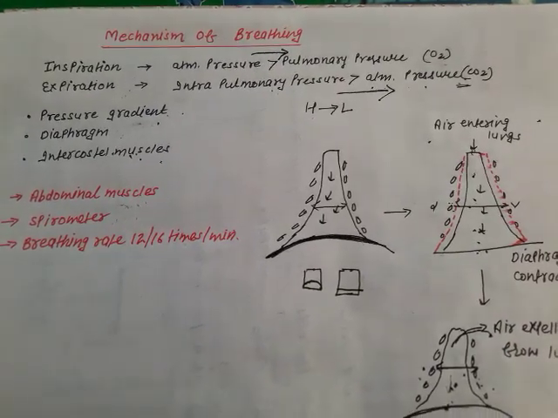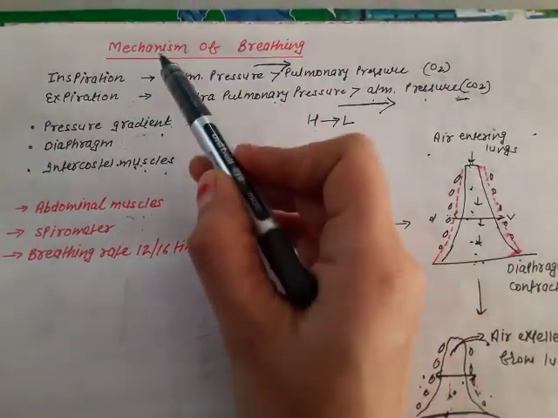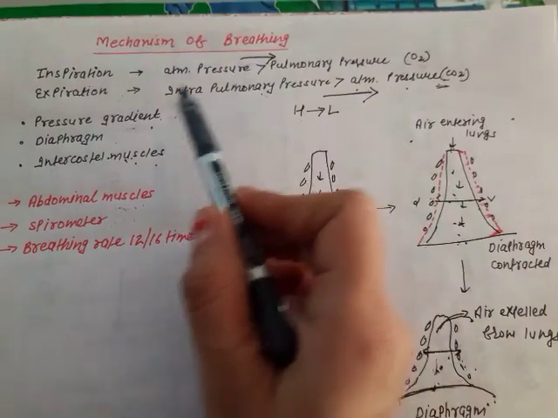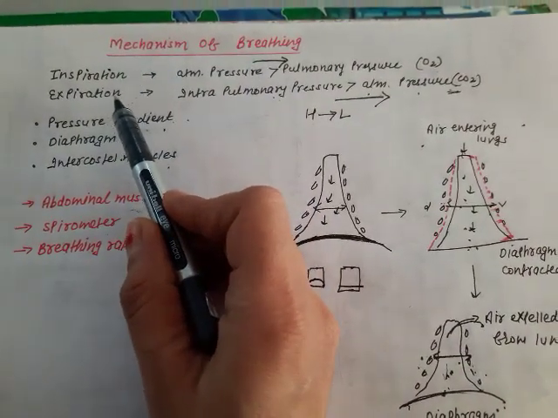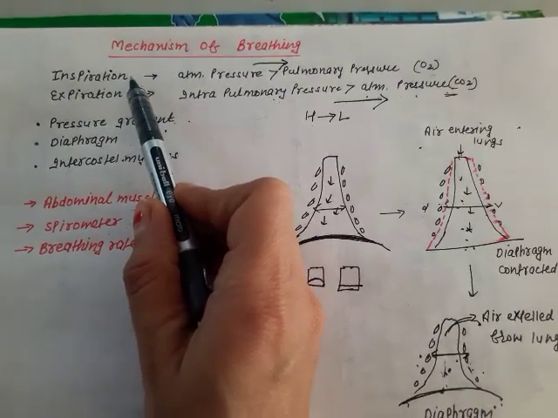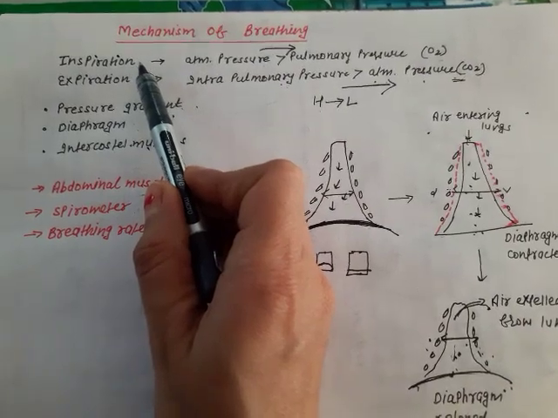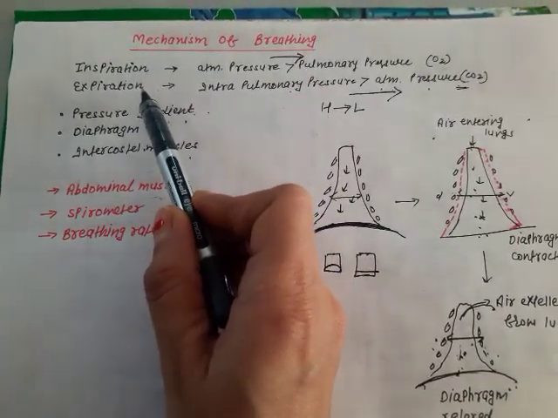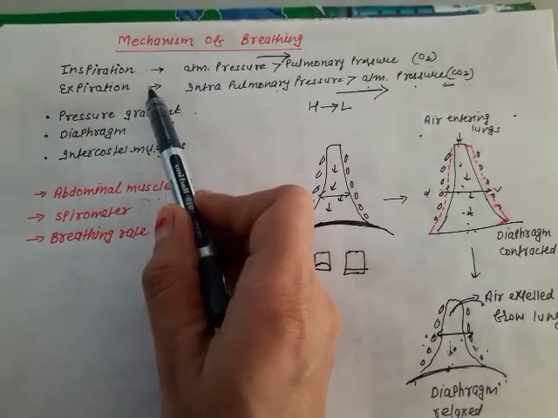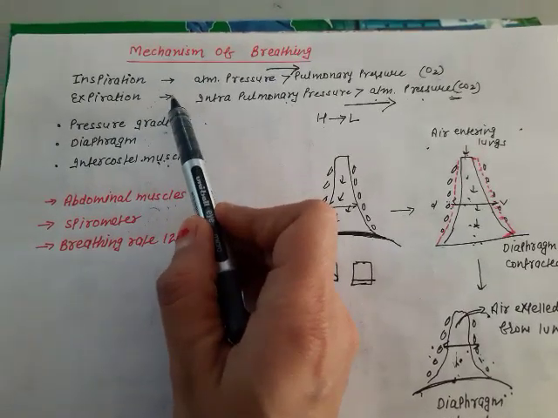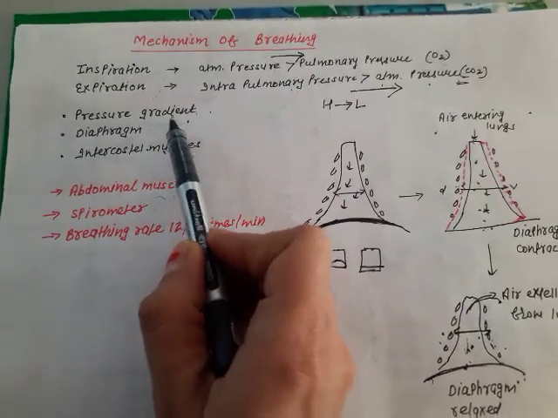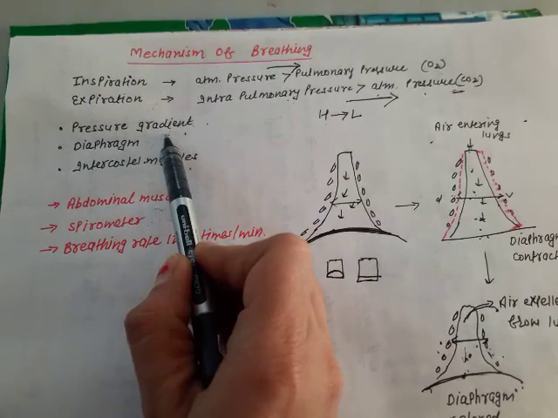Good morning students. Today we will talk about the mechanism of breathing, which involves two stages, that is inspiration and expiration. During inspiration, atmospheric air containing O2 is drawn in, and during expiration alveolar air containing CO2 is released out. Now the exchange of gases, O2 and CO2, depends upon the pressure gradient. Gradient means the difference. Fine.